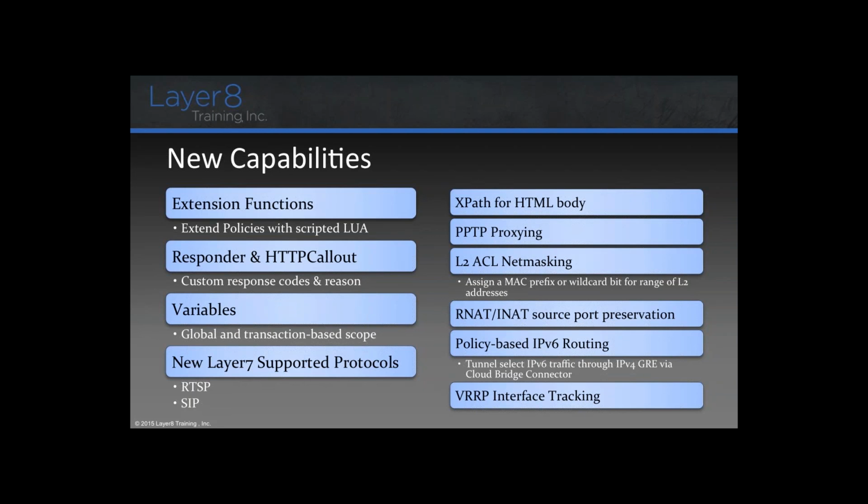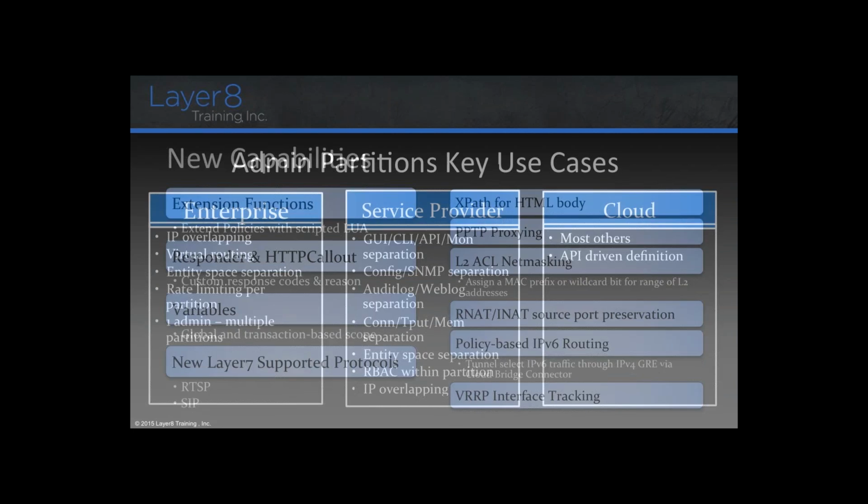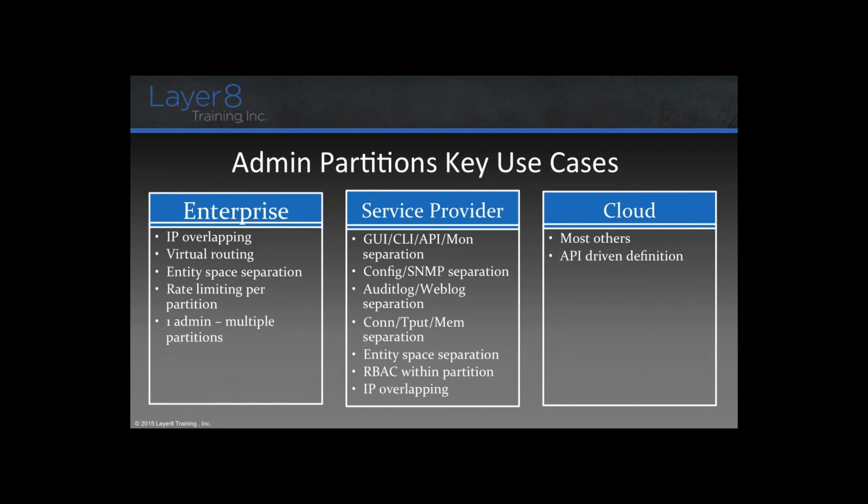Policy-based IPv6 routing: we've increased our capabilities with our tunnel to select IPv6 traffic through an IPv4 GRE via our Cloud Bridge connector, and we also have VRRP interface tracking if we're using VRRP for load distribution within our NetScaler environment.